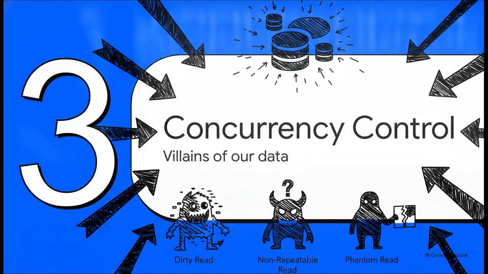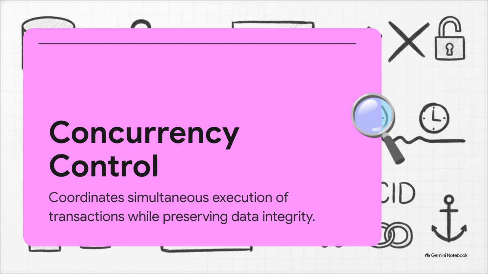Let's jump into Section 3, Concurrency Control and Problems, the villains threatening our data. So a single user database automatically guarantees isolation, right? Because only one transaction happens at a time. But in a multi-user system, what happens when hundreds of concurrent transactions try to access the exact same data simultaneously? Well, this introduces real villains that threaten our data integrity. And to fight them, the DBMS uses concurrency control.